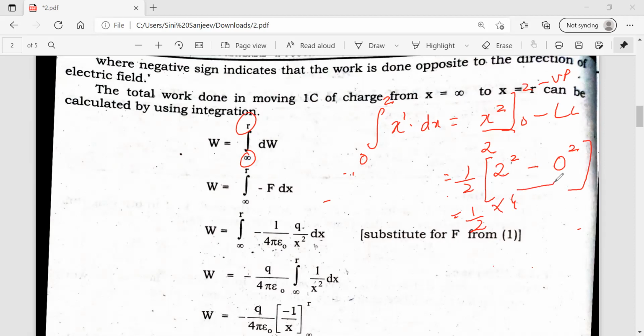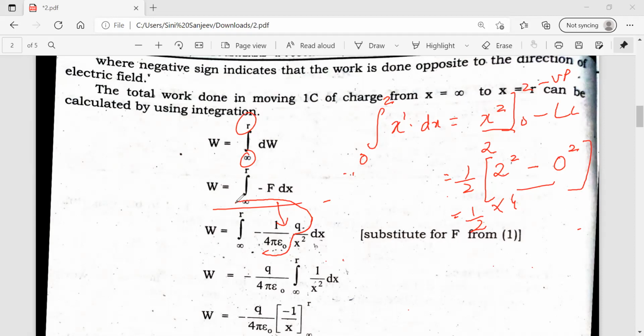So here W from infinity to r is equal to minus integral of F dot dx. What is F? Coulomb's law, 1 by 4 pi epsilon naught q by x square. Correct? So similarly, while doing it, except x, all are constants. I will take everything outside. Clear? I will take everything outside.